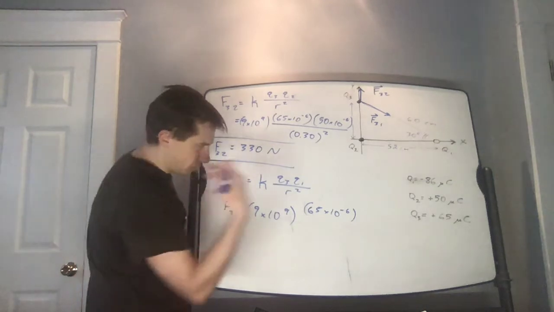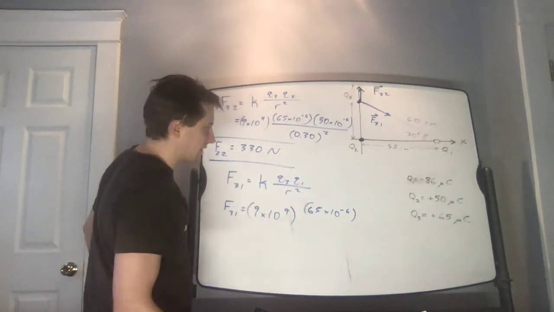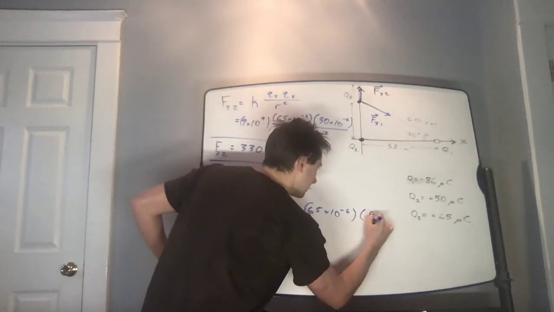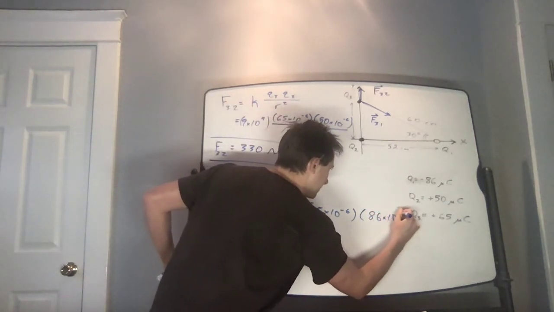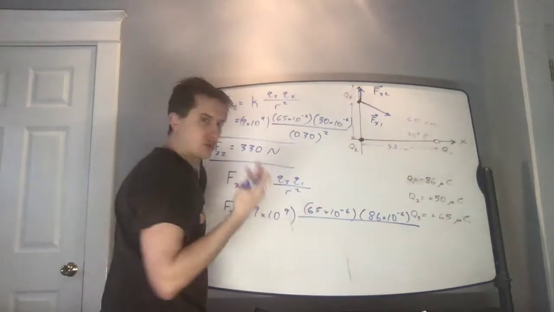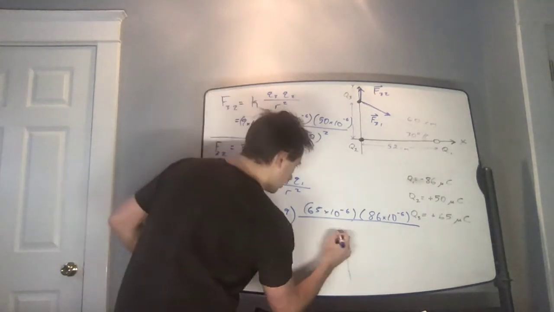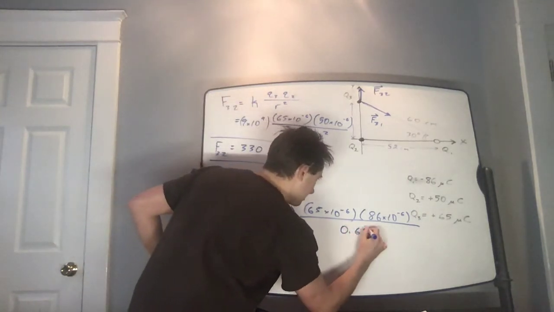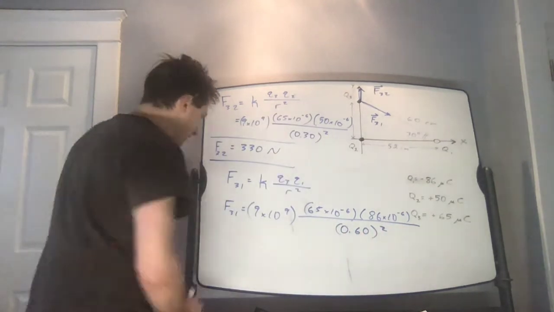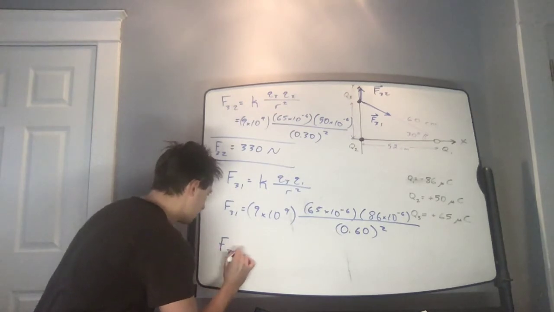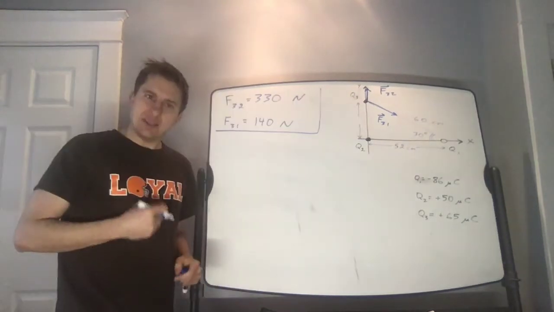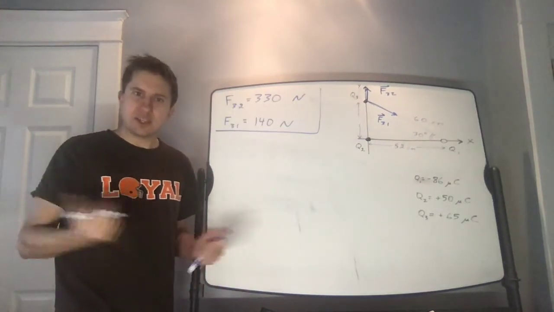Again, remember, we don't really worry about the positive negative sign for this step. We only care about the magnitude of the force. So I'll write 86 times 10 to the negative 6. And then the distance between these two charges, we use some trigonometry to find it is 60 centimeters. So that would be 0.60 squared. When I put these numbers through a calculator, I find that the force on charge 3 due to charge 1 is 140 newtons.